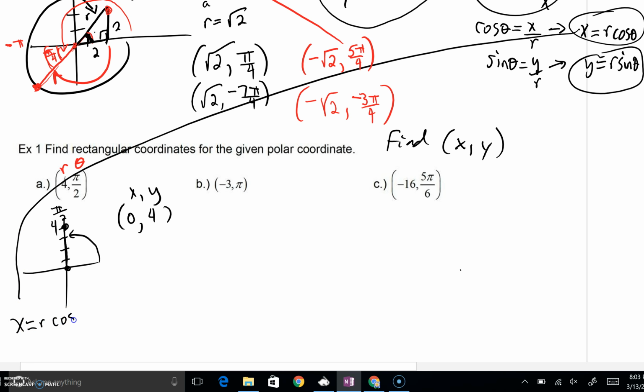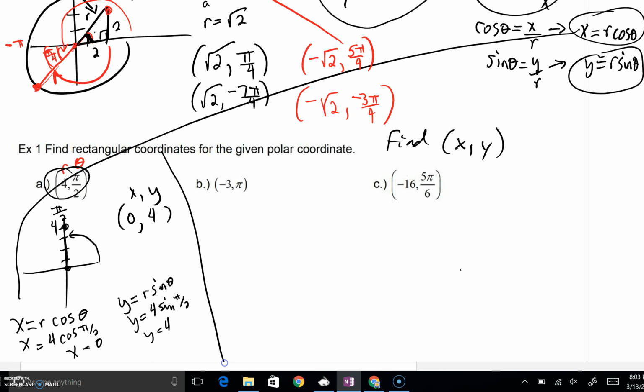I do want to point out something to you, that we could have done x is equal to r cosine of theta, and you would have seen this was 4 cosine of pi over 2. You could see very quickly that you'd get x is equal to 0. Cosine of pi over 2 is 0. Similarly, we could have done y equals r sine of theta. What's our r in this problem? It's 4. We've got the sine of pi over 2. This would just be a 4. You get the same thing. Here I'm just drawing a visual picture, and the other one is just using a formula.